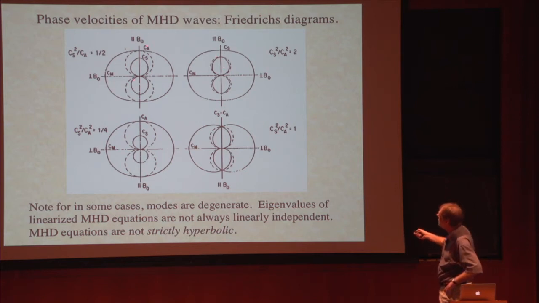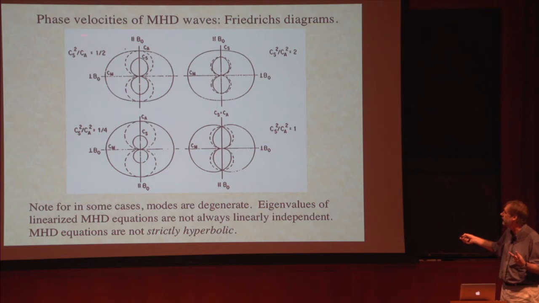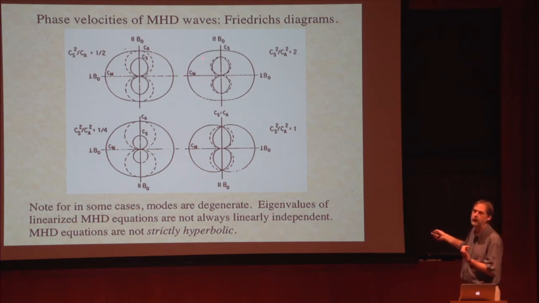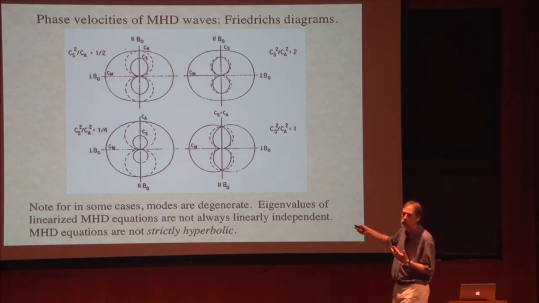So for example, along the parallel to the magnetic field, for a strong magnetic field, the Alfvén wave and the fast wave are degenerate. There's only 2 wave families parallel to the magnetic field, whereas at any other angle, there's 3. Except perpendicular, then there's only 1. There's only the fast wave, and the Alfvén and the slow go away.